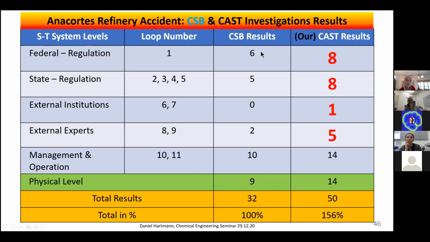But still, although they are very good and they employ a lot of skilled people and so on, we found, and we didn't rely just on their results, we found 56% more results than they found.